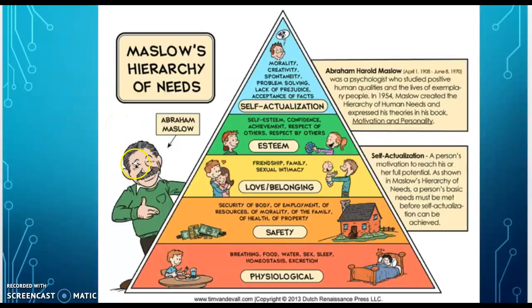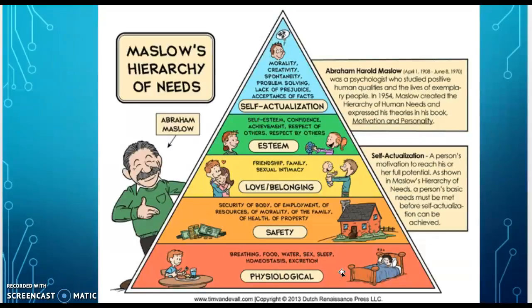The first level, because his needs are built like a pyramid, you have your base, which is physiological, and then these all build up to self-actualization. The way Maslow put it was that you always start with the base, and once that's filled, then you work your way up.